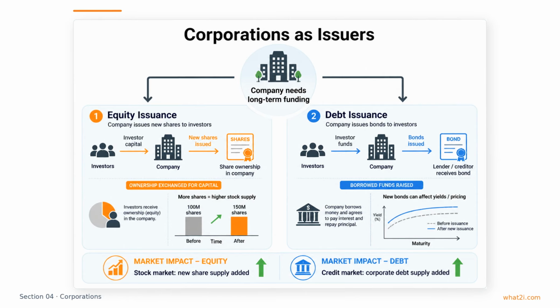Equity does not require fixed repayment, but it dilutes ownership. Debt preserves ownership, but it creates repayment obligations and interest costs. For markets, these issuance decisions matter because they can affect pricing, supply, and investor demand in both stocks and bonds. Corporate finance decisions are therefore a direct source of market flow.